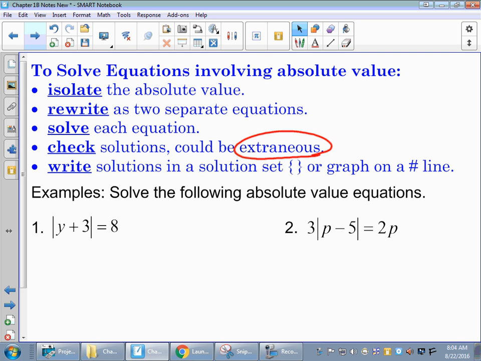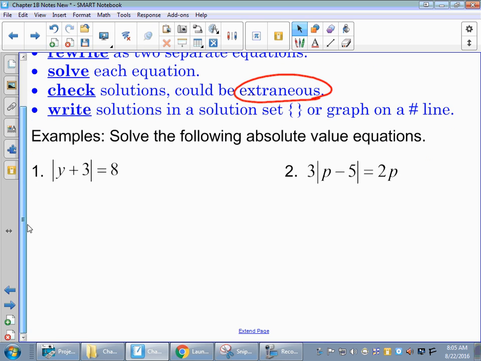So you could have two solutions because it's to the left and to the right. You could have one solution because maybe one of your solutions was extraneous, or maybe you're dealing with an absolute value of 0. And you may have 0 solutions, no solutions, because both of them were extraneous. So you could have 1, none, or 2 solutions for your answers. All right, so number 1, let's try it.